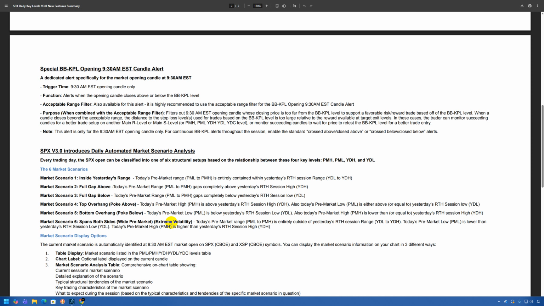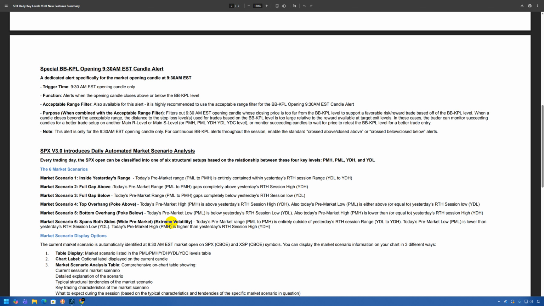This alert also has the acceptable range filter. It's highly recommended to use the acceptable range filter for this alert. So the purpose, when combined with the acceptable range filter, filters out 9:30 a.m. opening candles whose closing price is too far from the BBKPL level to support a favorable risk-reward trade based off the BBKPL level. When the candle closes beyond the acceptable range, the distance to the stop loss levels used for trades based on the BBKPL level is too large relative to the reward available at target exit levels.